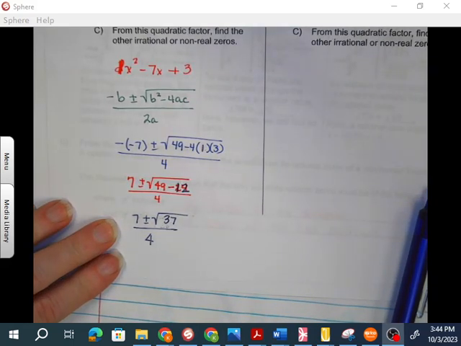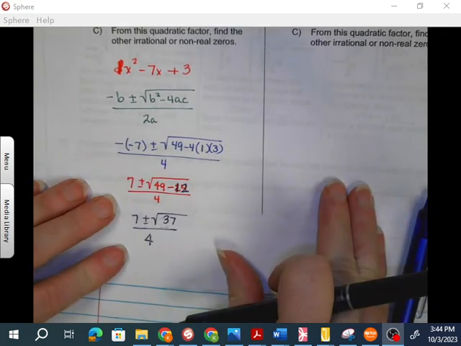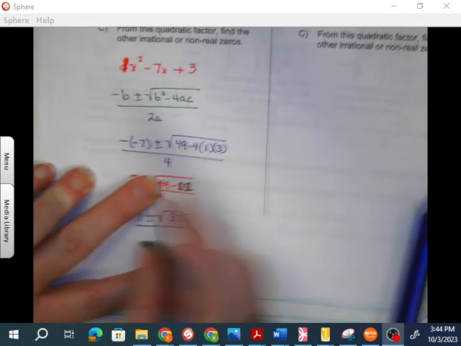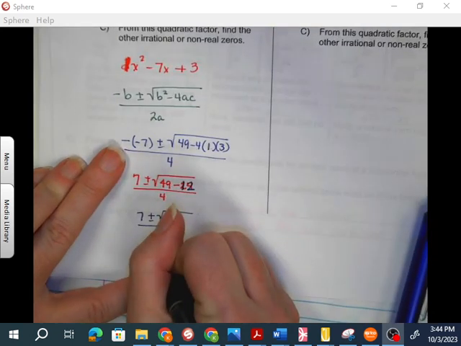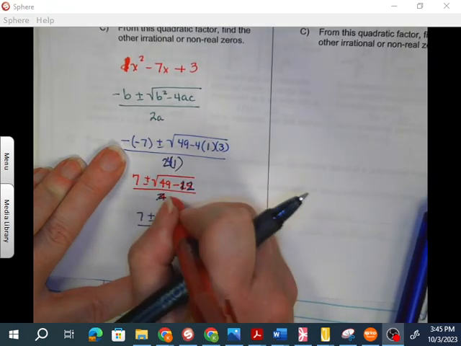Would it still be 2, or would it be 2 on the bottom or still 4? Oh, you're right. No, it's still 2 because it's, no, you're right, it's 1. It's 2 times 1, so you're right. 2 times 1, which is 2. You're right.